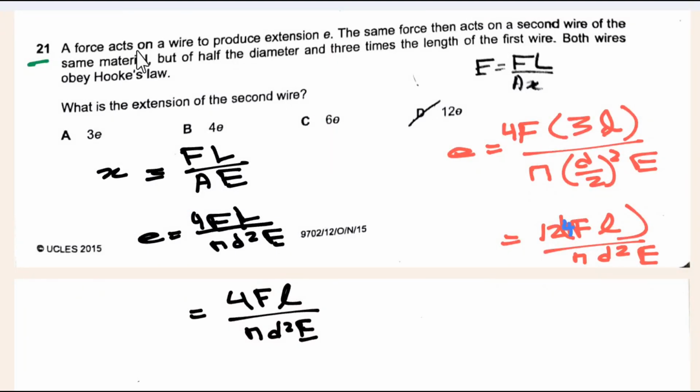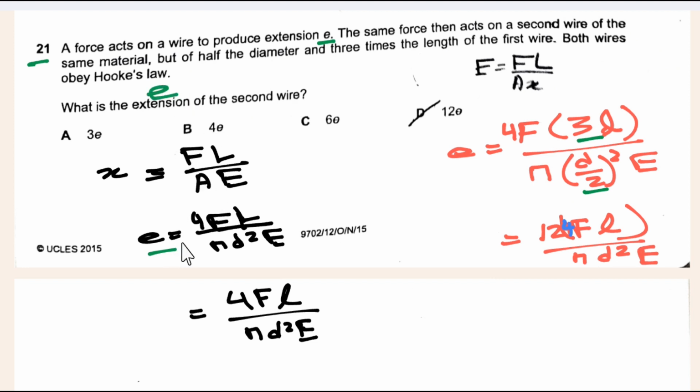Number 21. A force acts on a wire and produces an extension E. So this is the extension E. The same force then acts on a second wire of the same material but with half the diameter and 3 times the length. So the diameter is half and the length is 3 times that of the first wire. Both the wires obey Hooke's law. What is the extension in the second wire? So we need to find the extension in the second wire.